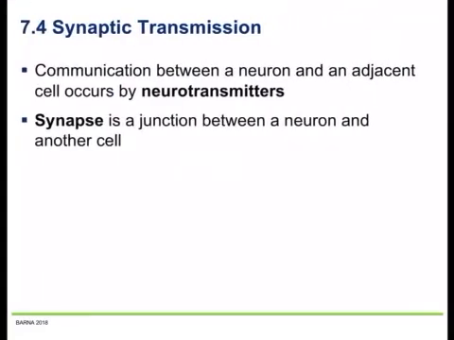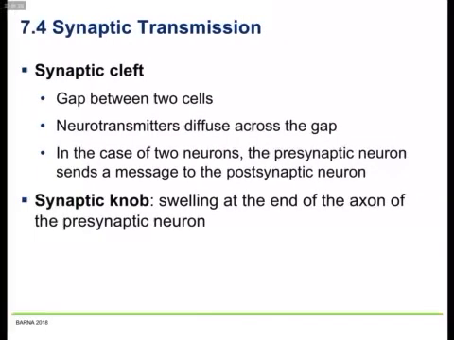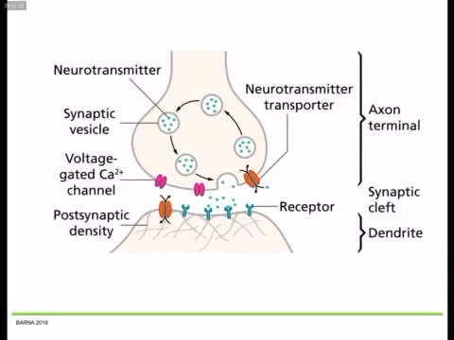Okay, so when we talked about one neuron talking to another neuron, this is called synaptic transmission. And it does it by what's called neurotransmitters. Neurotransmitters are basically chemical messengers that occur between neuron to neuron, or maybe a neuron talking to a muscle cell. A synapse is when you have one neuron talking to another cell, which could be another neuron or a muscle cell. Let's go ahead and look at this image right here.